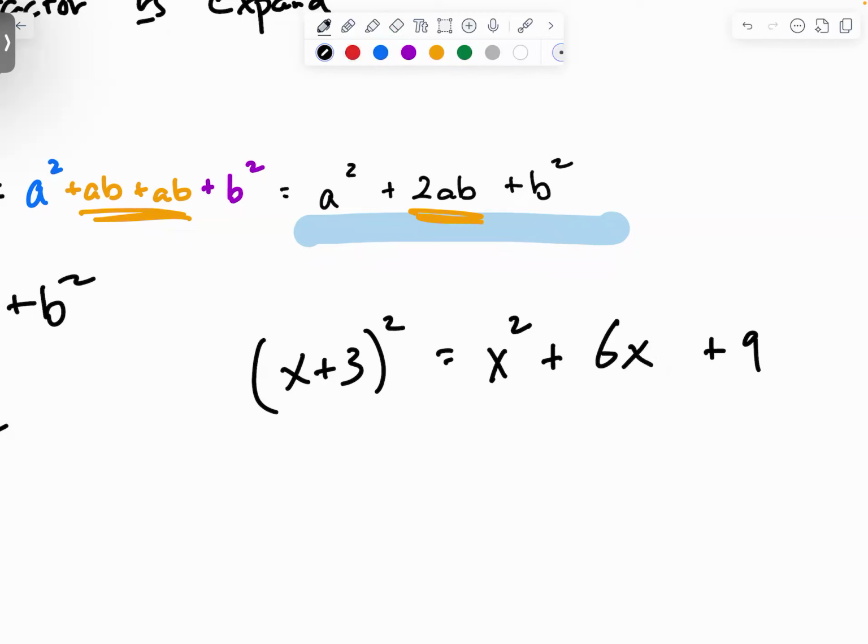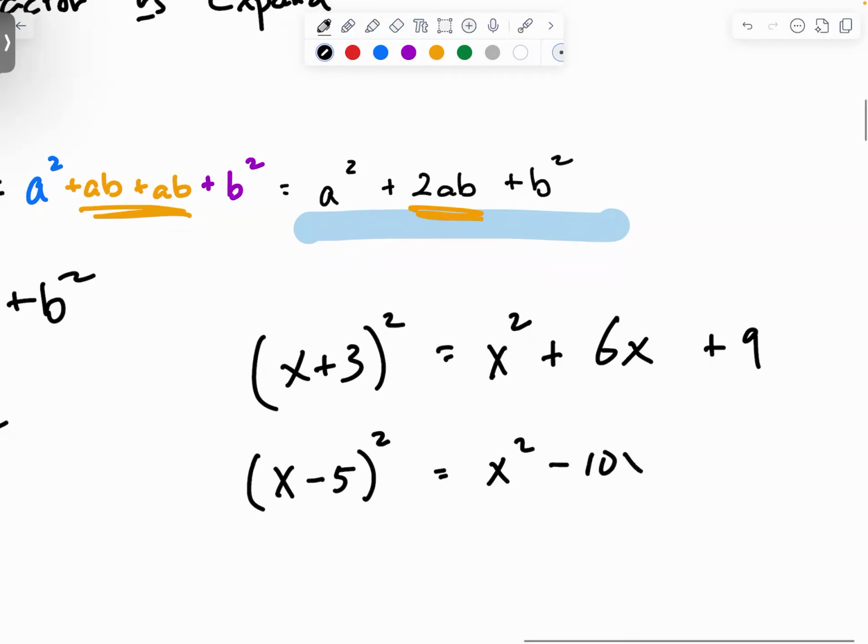Now, let's do one more. x minus 5, parentheses squared. A squared minus 2AB plus B squared.